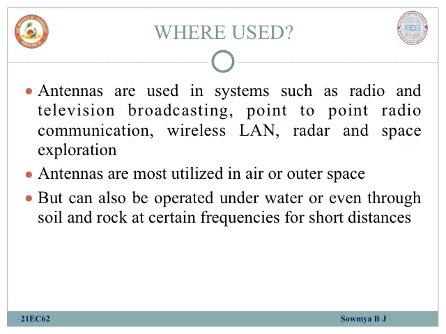Now let us see what the applications of antennas are, where actually we use these antennas. Antennas are used in systems such as radio and television broadcasting. They are used for point-to-point radio communication, in wireless LAN, in radar and space exploration. Antennas are mostly utilized in air as well as outer space, but they can also be operated under water or even through soil and rock at certain frequencies for short distances.